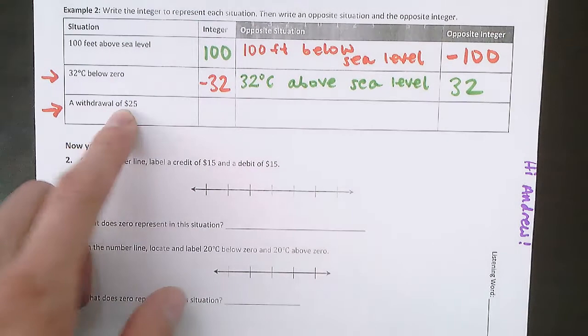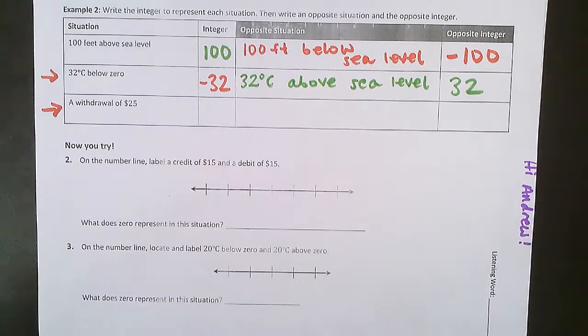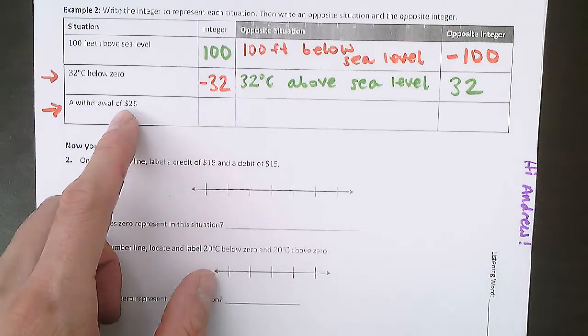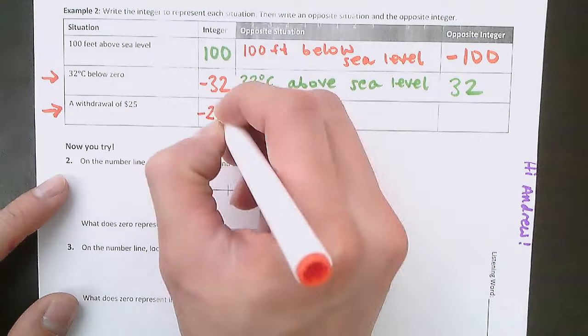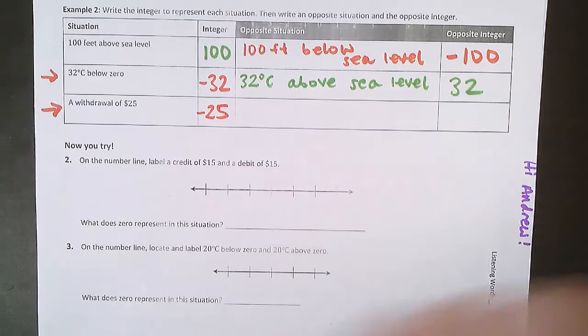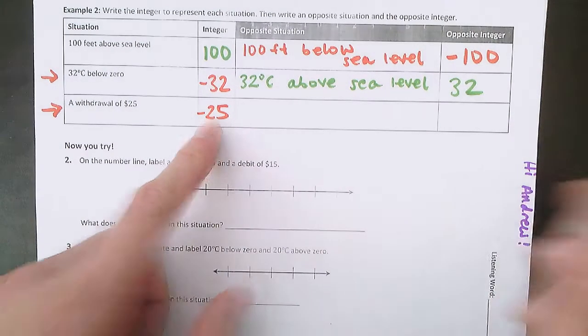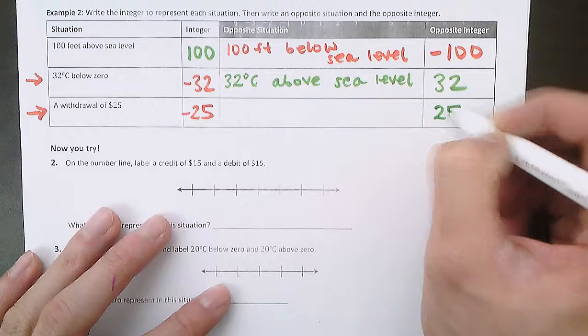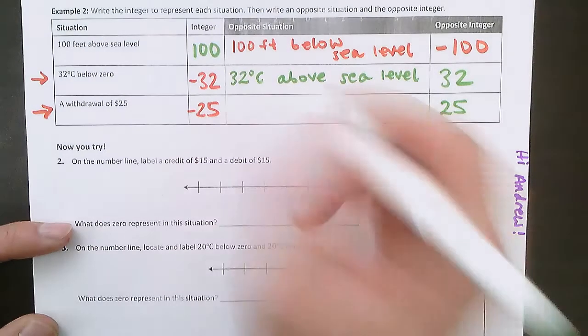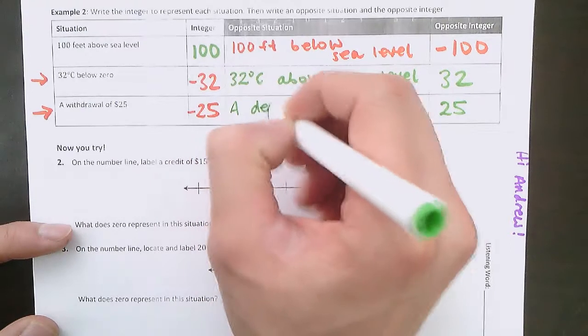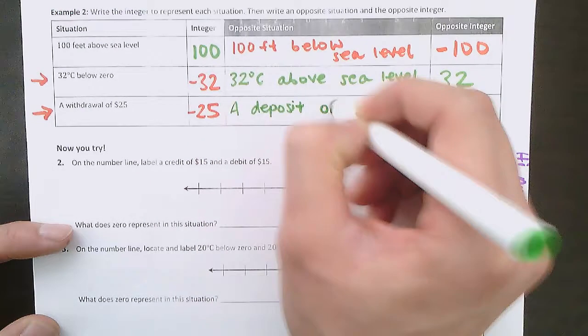A withdrawal of $25. Remember, to withdraw something means to take out. So if you're taking money out of your bank account, you have less money. So you would have minus 25. And the opposite of negative 25, minus 25, is positive 25. And one way that you can add money into your bank account is to deposit. So we can say a deposit of $25.